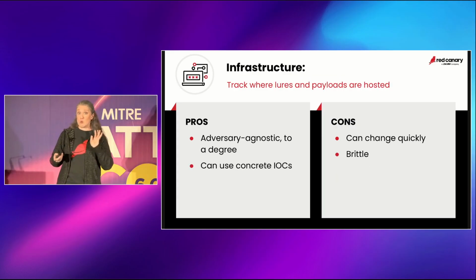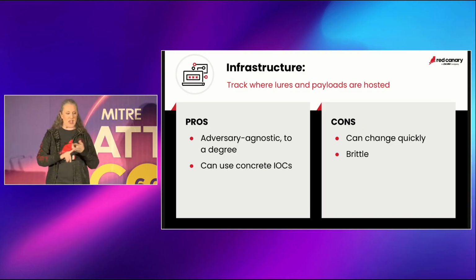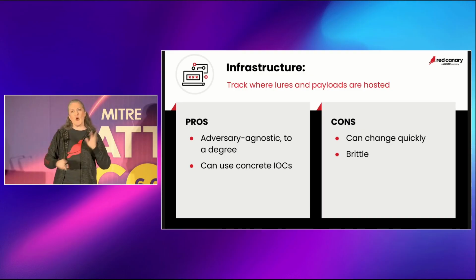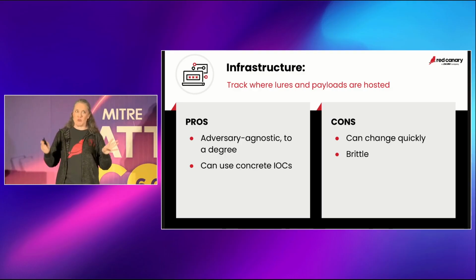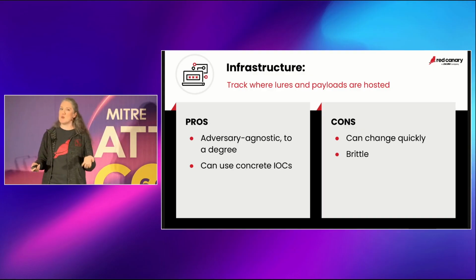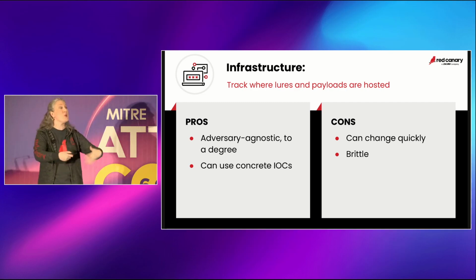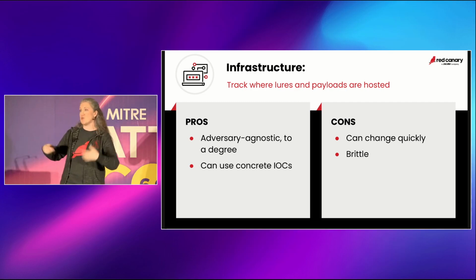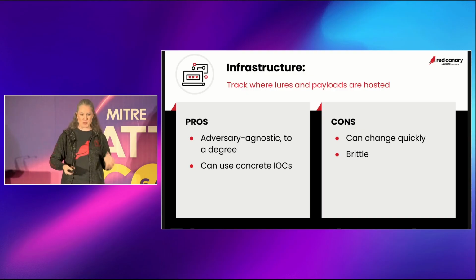We could track where the lures and payloads are hosted, right? We have IP addresses, we have domains. That's nice because they're concrete IOCs, and they're also adversary agnostic to a certain degree. However, again, they can change quickly. Not that the infrastructure changes quickly, but the commands and the IP addresses and domains used in those commands change quickly, and that's what we can see, right? That's that first behavioral execution on the endpoint. So it's a little bit more brittle for our tracking purposes.